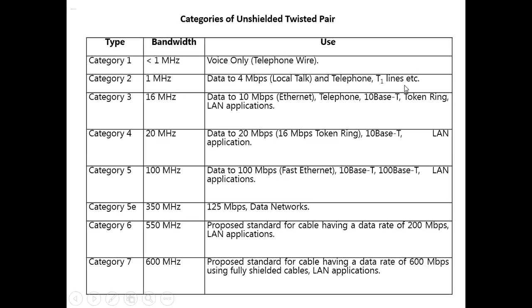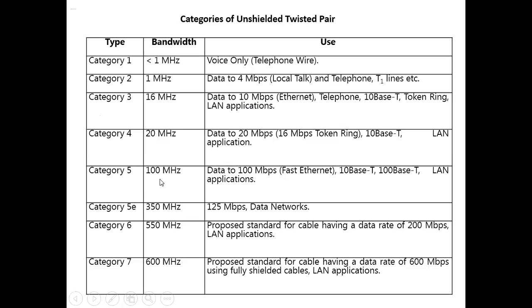T1 is a dedicated leased line where you can have such a data rate of communication, limited up to 4 Mbps. Then category 3, the bandwidth supported for that wire is 16 megahertz and a data rate up to 10 Mbps is possible. So normally it is used for LAN applications, token ring, 10BASE-T applications and so on. Category 4, the bandwidth is 20 megahertz and the data rate is up to 20 megabits per second. So 10BASE-T, token ring, LAN applications, such applications are there.